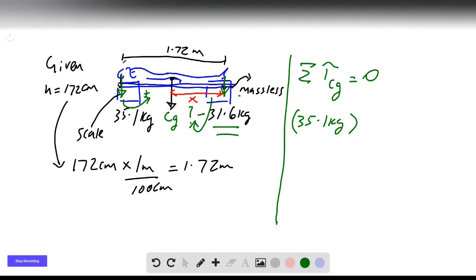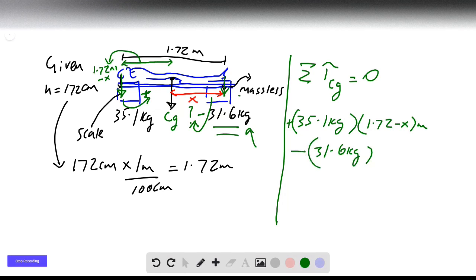So there are two distances. This distance right here, you can see it's going to be the whole entire length minus X. So this will be times 1.72 minus X meters. This is positive because it's counterclockwise, and then the clockwise one is the scale on the leg, so 31.6 kilograms times X. Our goal is to find X, so you make that equal to 0.